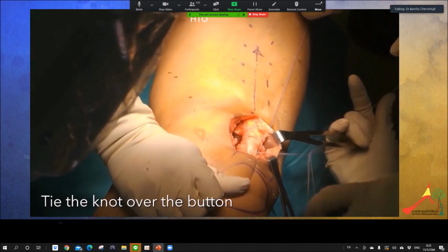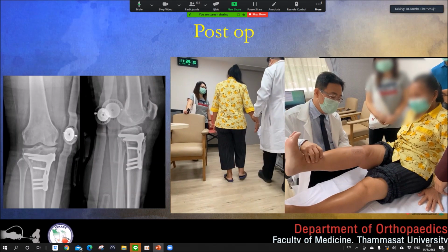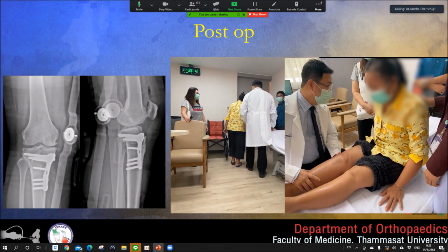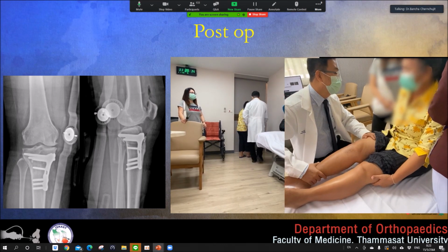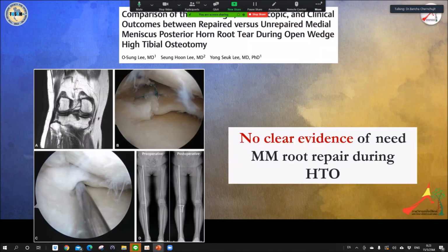Okay. Most of the patient works very well, right? Like this patient, there's only 2 months of the surgery, the patient can walk and the medial joint line pain is gone, right? So there's no clear evidence of need of meniscus root repair during STO. So from this study, they found that even you repair the root or not, the clinical result is the same.